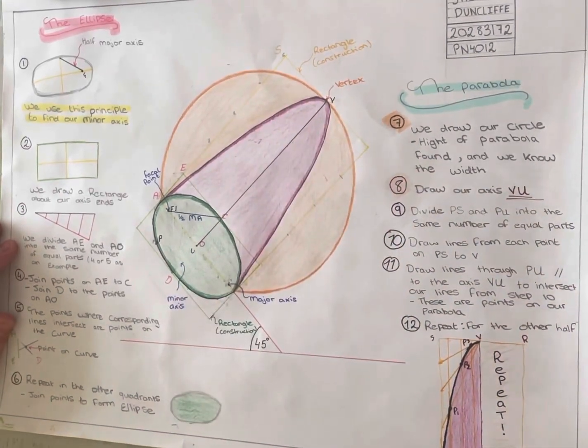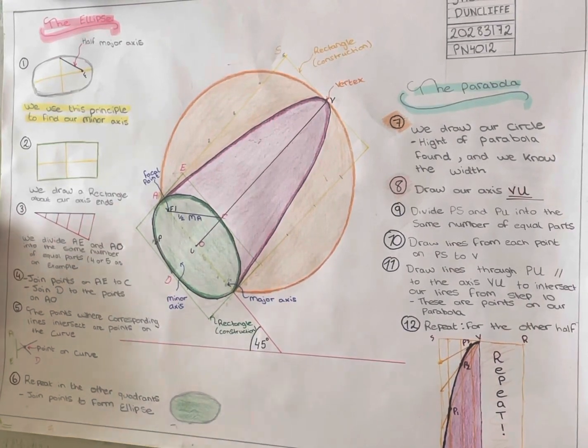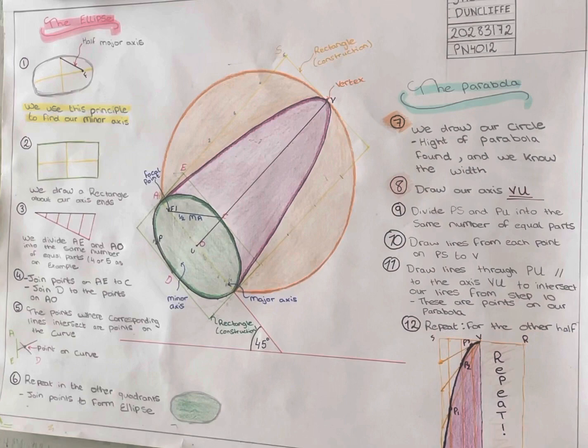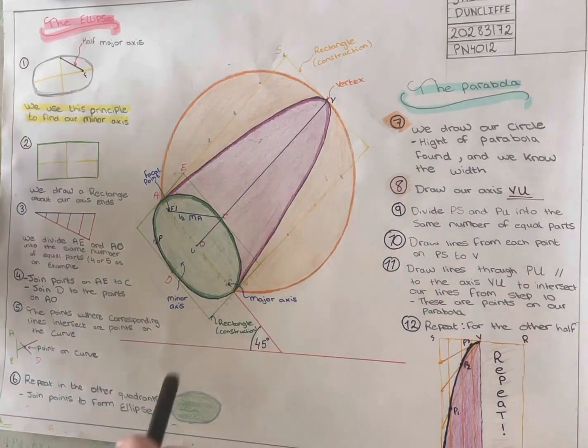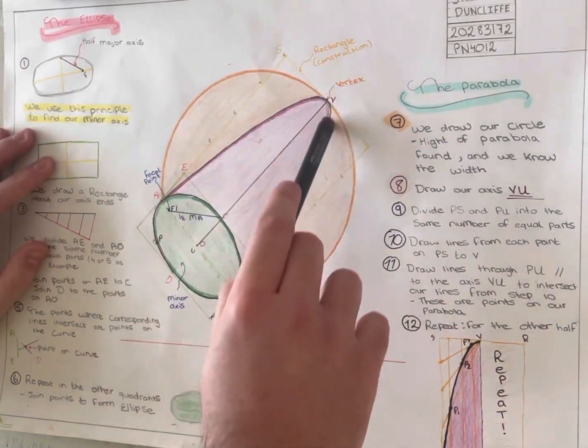We then draw lines through PU parallel to the axis UV to intersect our lines on step 10. These are points on our parabola. We will repeat on the other half so we can get our full, smooth parabola curve.